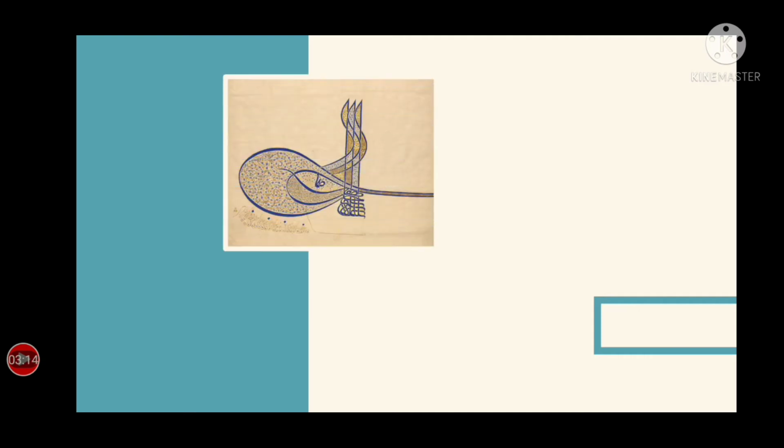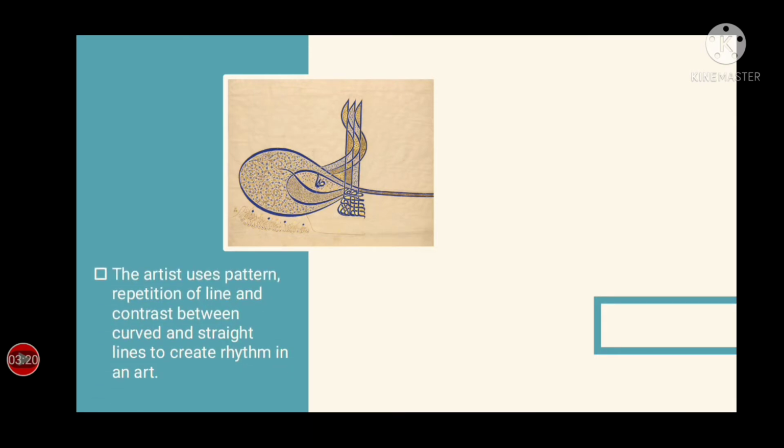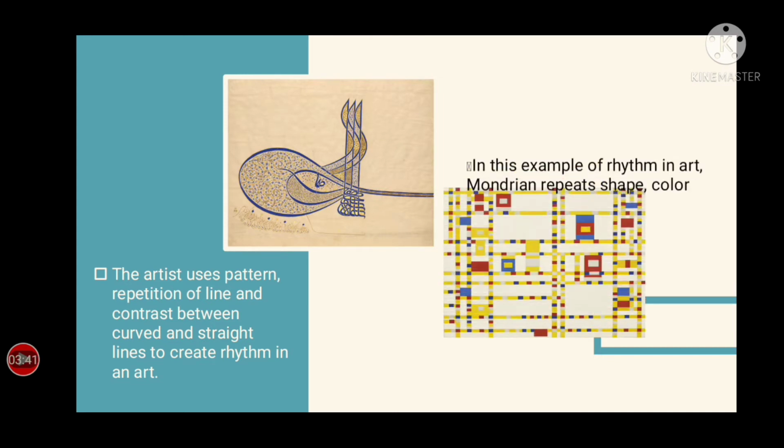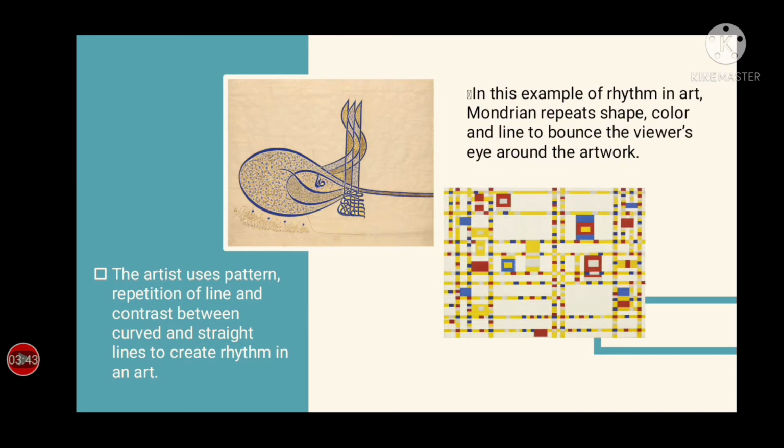Another example of rhythm is this picture. In this example, the artist uses pattern, repetition of line, and contrast between curve and straight line to create rhythm in an art. As you can see, there is pattern here, there are curved lines and straight lines that create repetition.